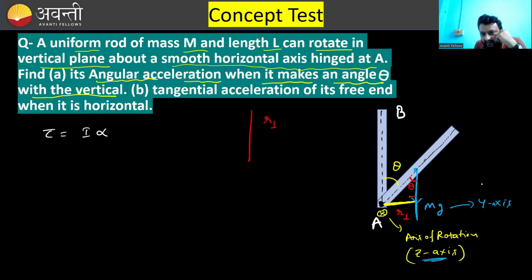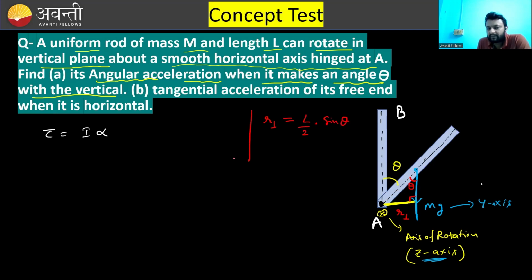Can you see a right angle triangle here? Right angle triangle, this is theta. The opposite side will be perpendicular. Then perpendicular will be hypotenuse into sine theta. Hypotenuse is what? This distance is what? Hypotenuse, that is L by 2, hypotenuse into sine theta.